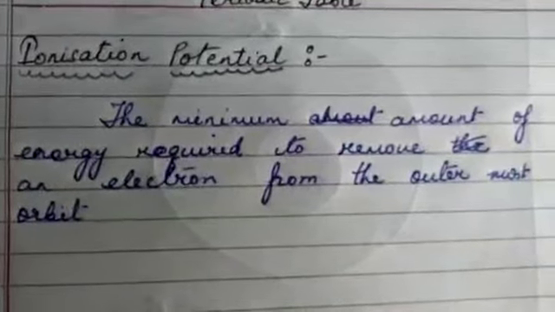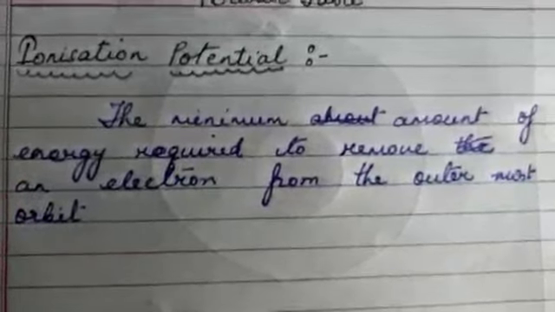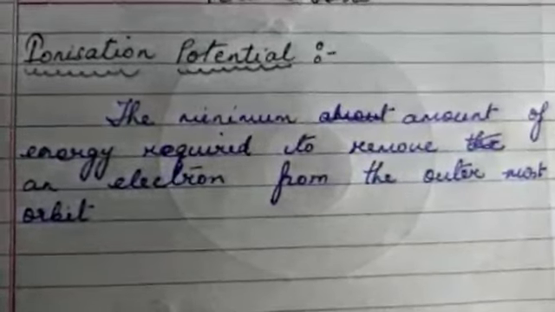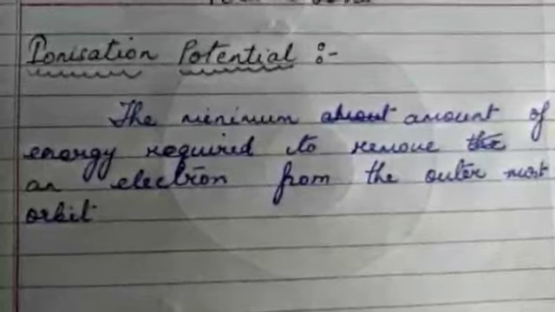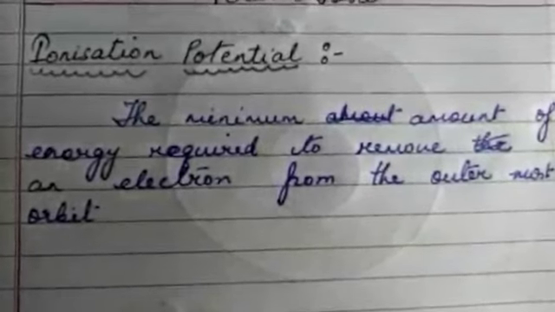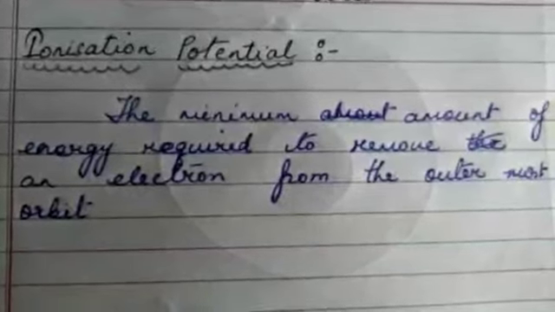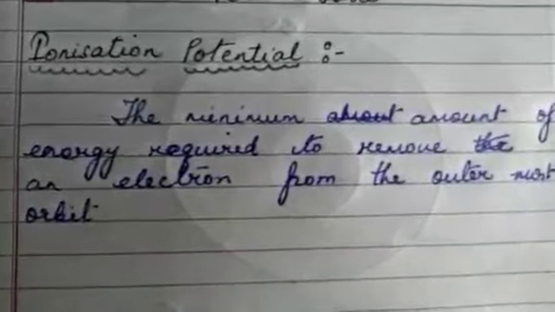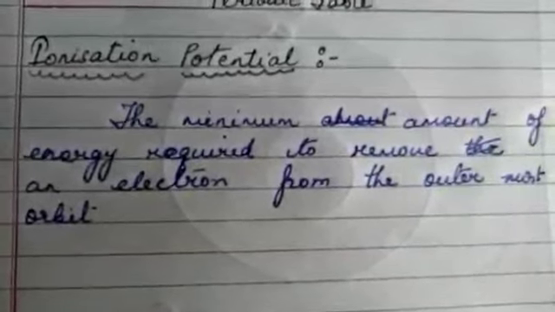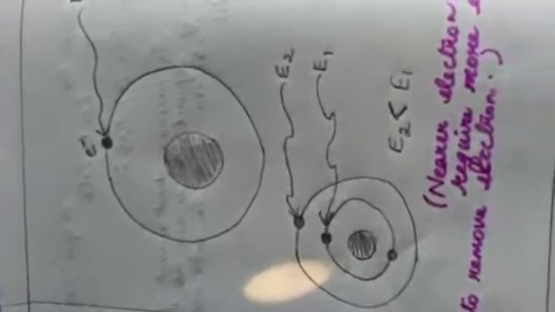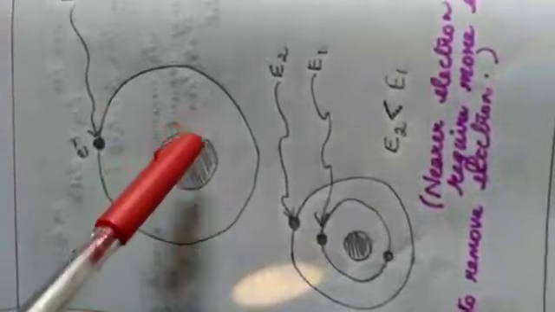Let us first talk about the ionization potential. Ionization potential is the minimum amount of energy required to remove an electron from the outermost orbit, that electron which is loosely bound to the atom. In order to understand the very concept, let us see two cases.